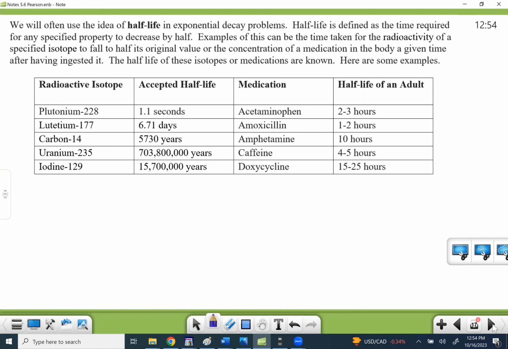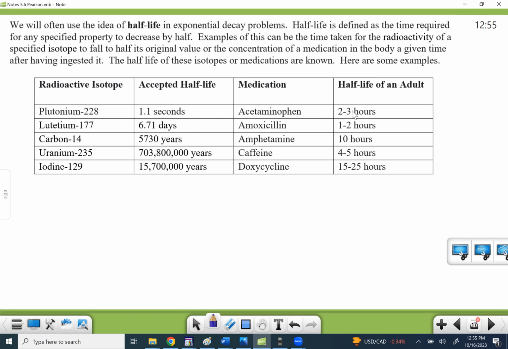So some instances where we use this. On the left-hand side here, we have some radioactive elements, and I put down their half-lives. I put down some that have quick half-lives, 1.1 seconds, 6.71 days. Then I put some things that have longer half-lives. Wow, these are getting pretty big. I also put medications in here, like acetaminophen, how long before it becomes half.